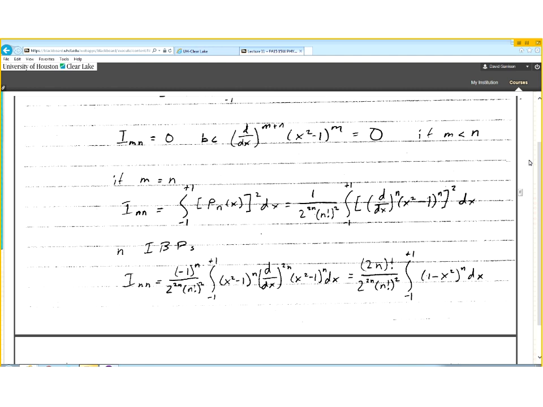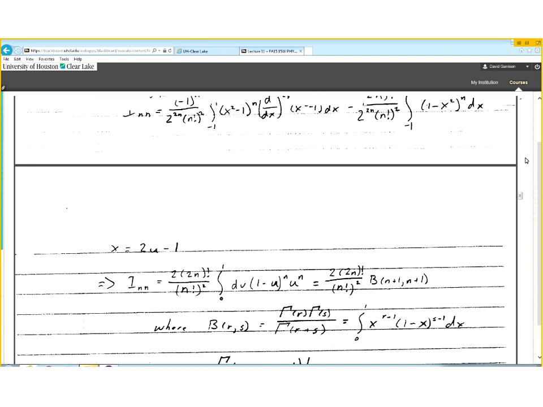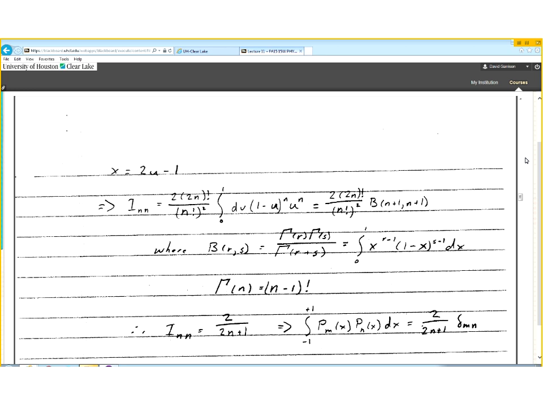And so you can see here that if you take m equal to n, you do the same thing when you do your integration by parts again and again and again, and then you're left with this thing, which simply involves the integral from -1 to +1 of 1 minus x squared to the nth power. And we can actually solve that by making a clever substitution here. You can see that the end result ends up being something in terms of gamma functions, where it's gamma r times gamma s divided by gamma r plus s, times this other stuff involving the normalization.